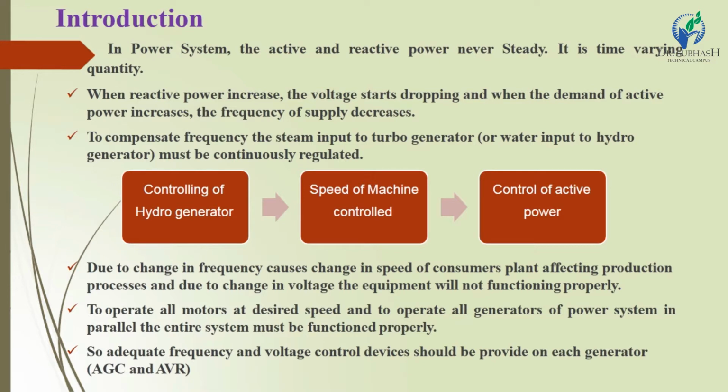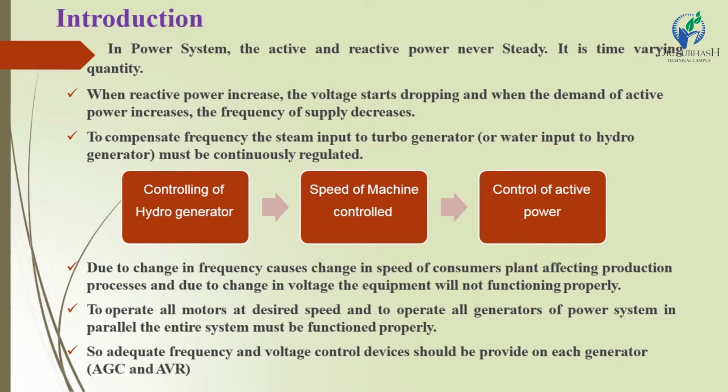In the power system, the active and reactive power are never steady. They are time varying quantities. When the reactive power increases, the voltage starts dropping, and when the demand of the active power increases, the frequency of the supply decreases. To compensate the frequency, the steam output of the turbo generator must be continuously regulated.